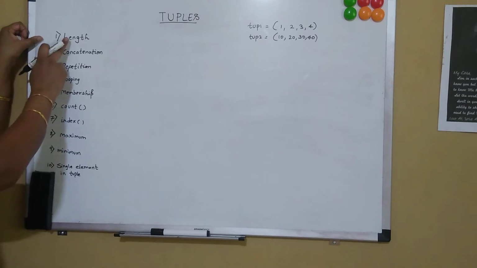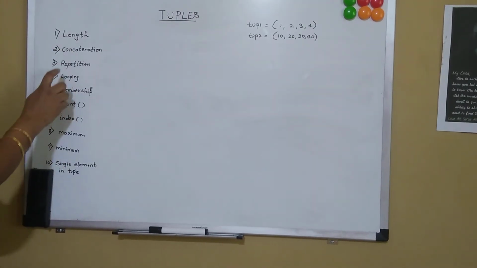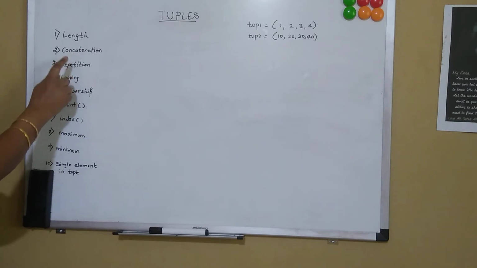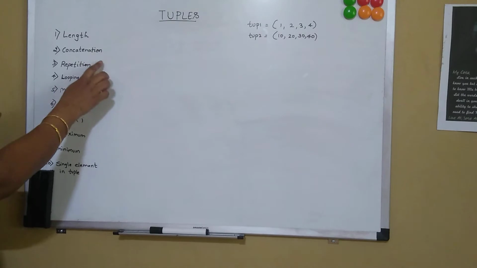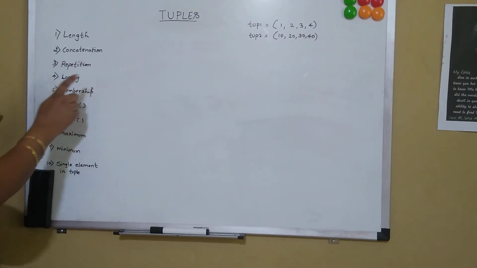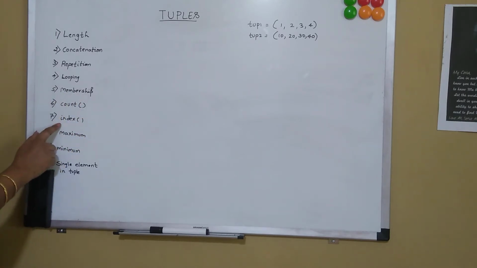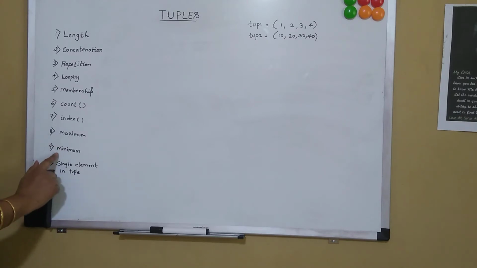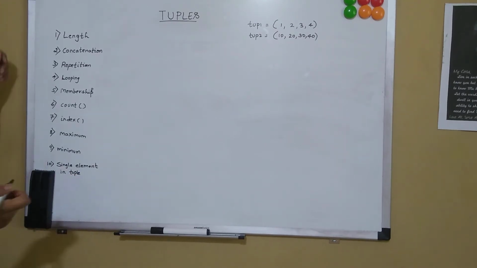So the various operations which we can perform on tuples are finding out the length of the tuple, concatenating two tuples, repetition of a tuple, that is when we multiply, if we specify a number, it gets repeated so many times. Then looping in tuples, membership in tuples, the count and index methods in tuples, finding out the maximum element in the tuple, finding out the minimum element in the tuple, and how to represent a single element in tuple.